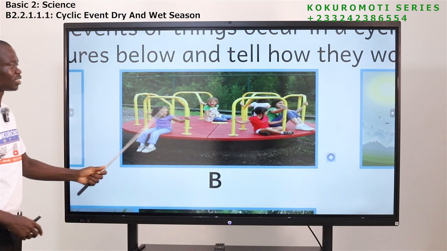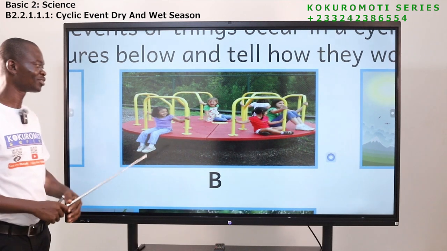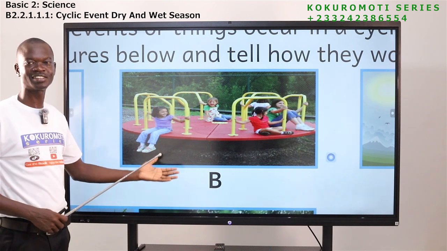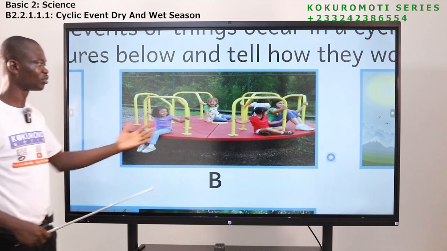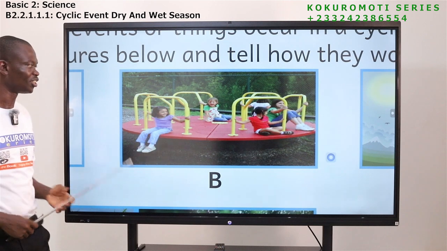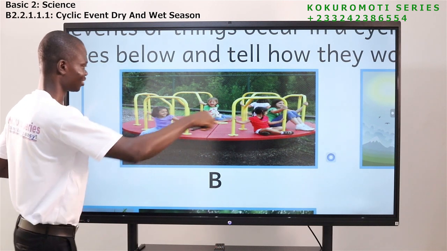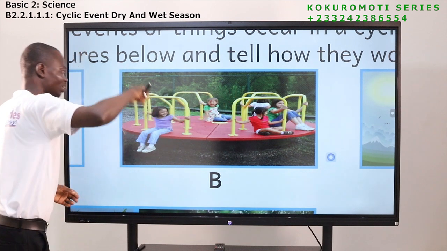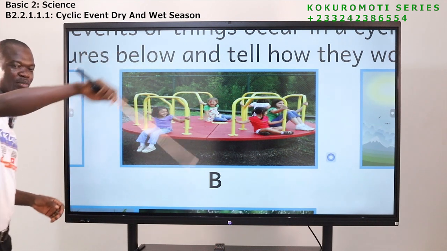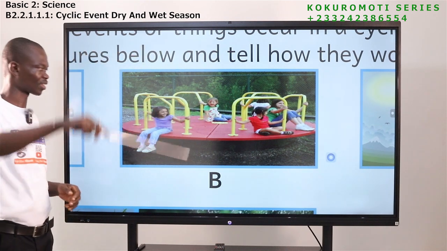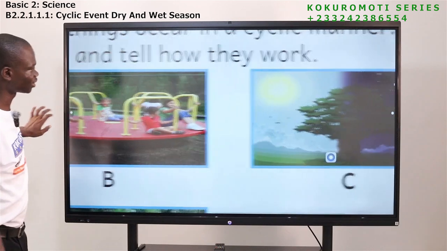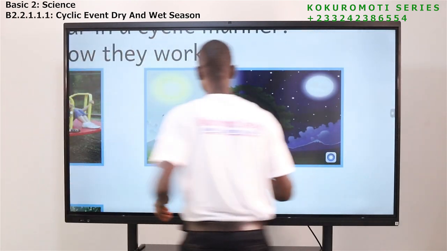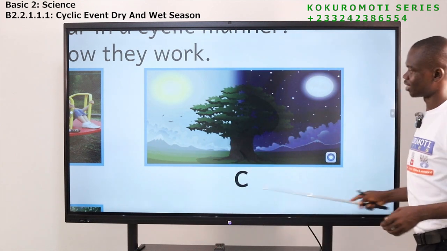Okay, now let's come to this side. I believe you have this in your school. If you don't have this in your school, you have seen some around before. What's the name of this? This is called a merry-go-round. So you see the children, how happy they are. This will go round like that. It will take them round. So this is another example of things that happen in cyclic events. Now let's come to this side. What do you see here?